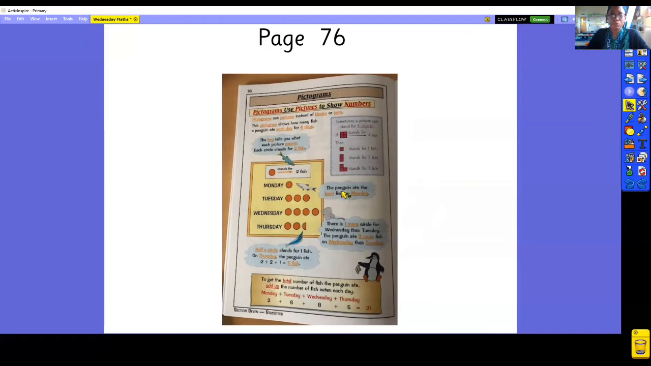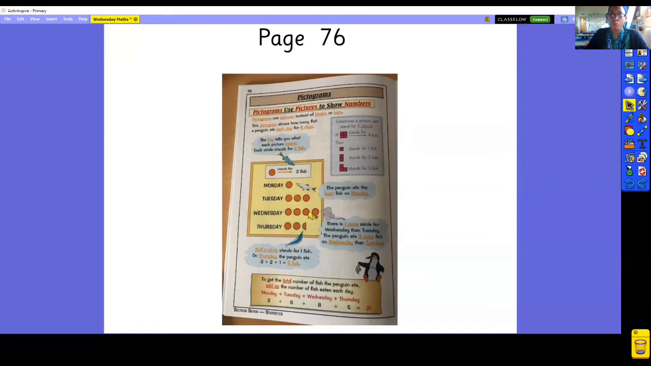Now, as we can see, oh gosh, the penguin wasn't a fan. Didn't eat too much on the Monday, that's for sure. There is 1 more circle for Wednesday than Tuesday. The penguin ate 2 more fish on Wednesday than Tuesday. You can see that information from the pictogram. Now, what's good is half the circle stands for 1 fish. Okay, so Thursday, the penguin ate 2 plus 2 plus 1, so ate 5 fish.